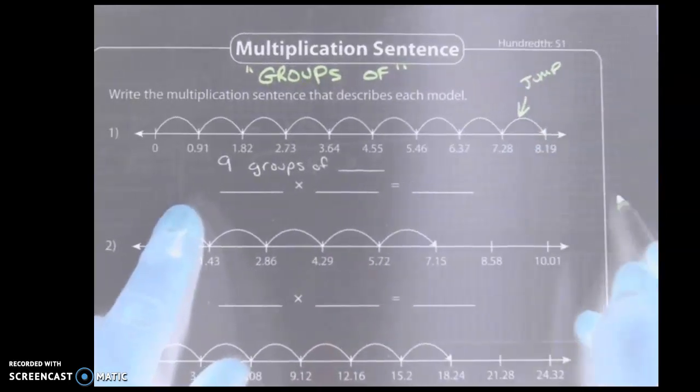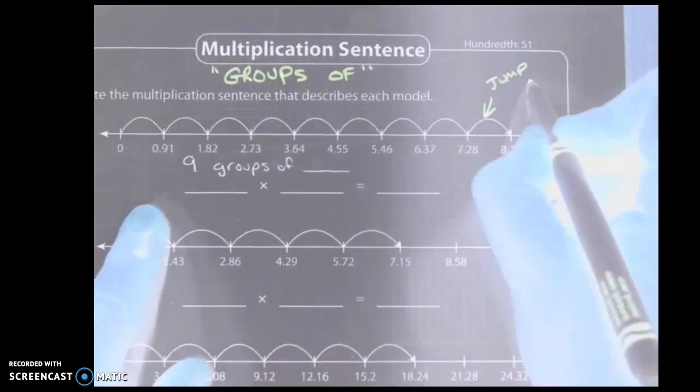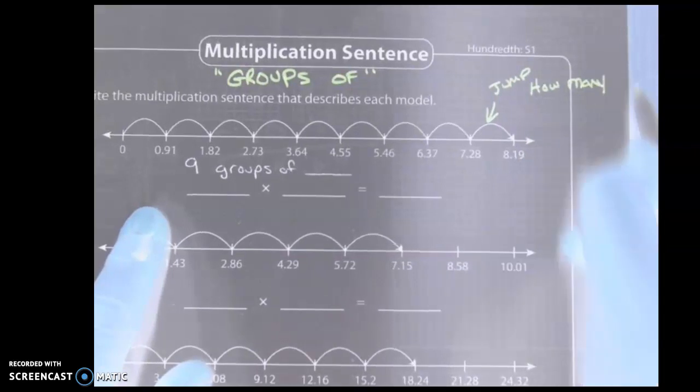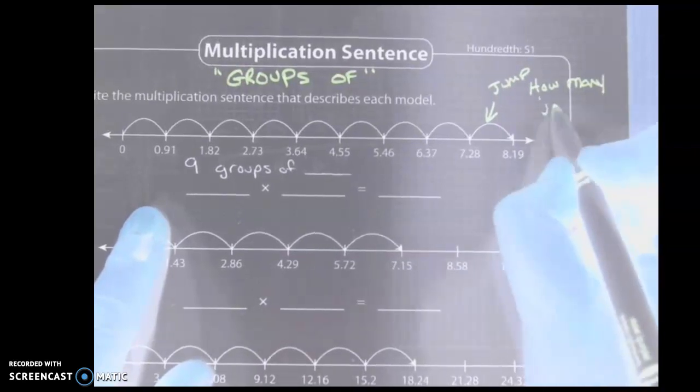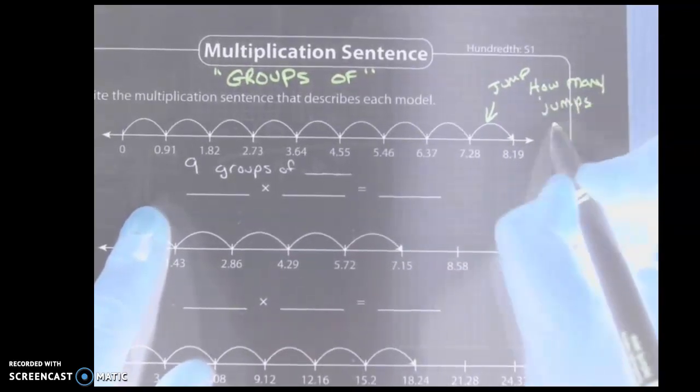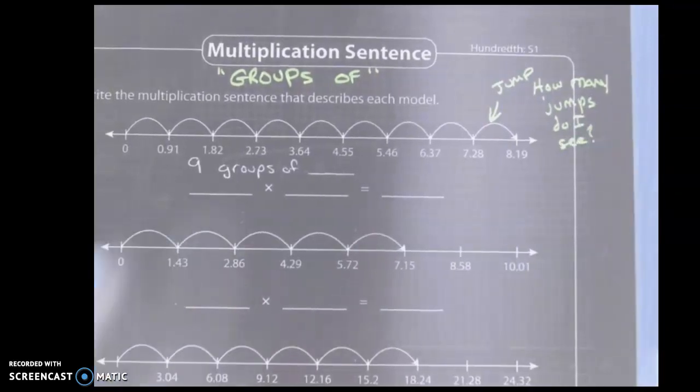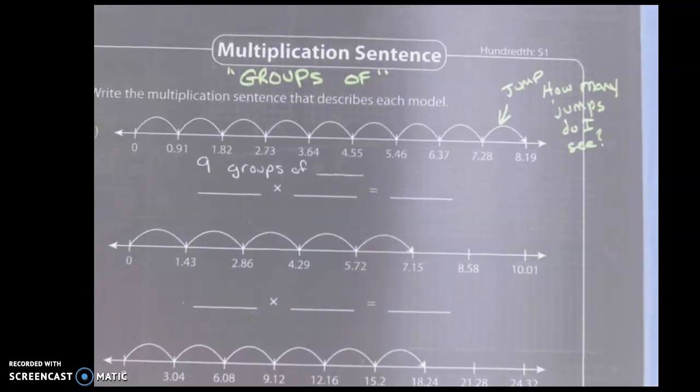And I want to ask myself, how many jumps do I see? Okay, how many jumps do I see? Because that's going to tell you the number of groups. So when I'm looking for the correct number line or the right expression to match, I want to look at, okay, how many jumps do I see?